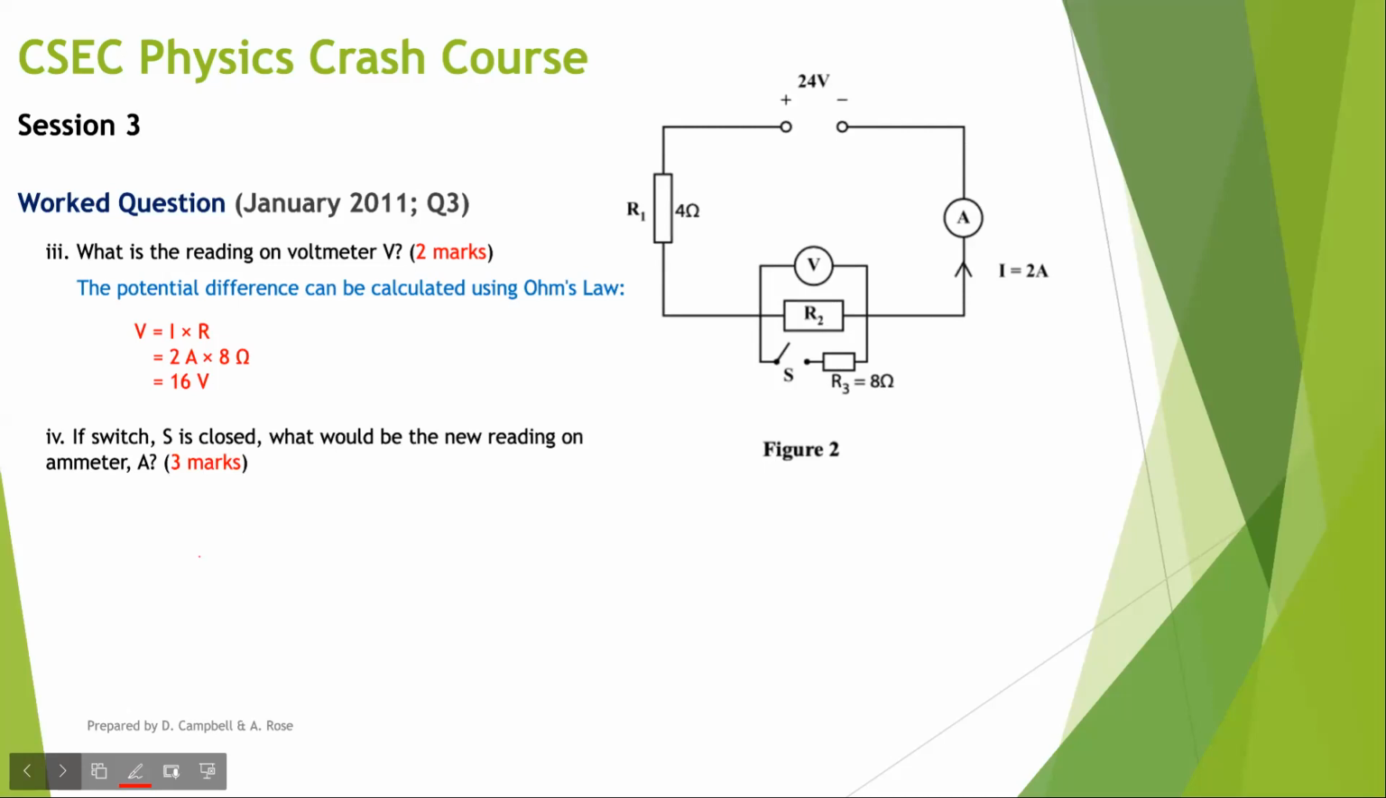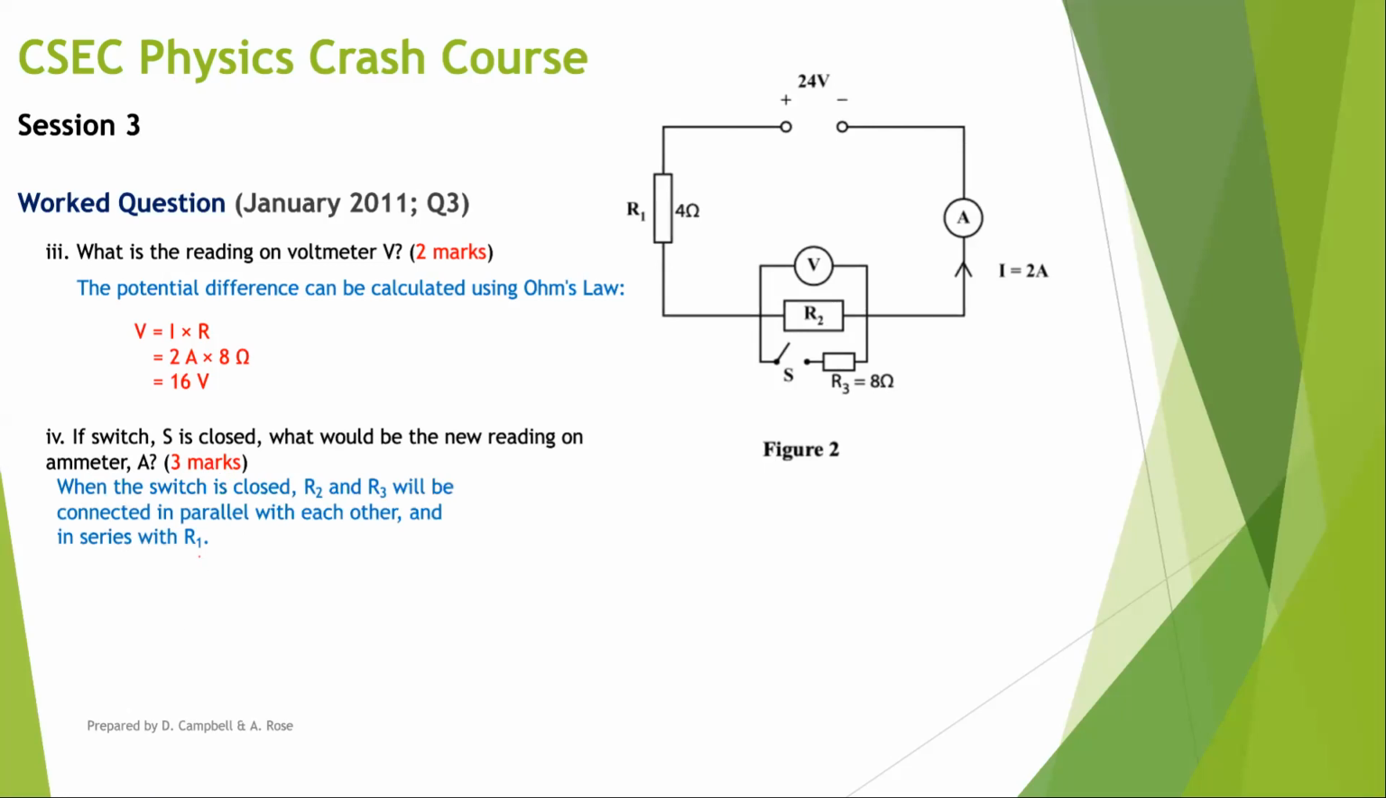Now, finally, we are asked to calculate the new reading on the ammeter if the switch is closed. So now, basically, R3 is operational, and we are required to calculate the new current that flows through the entire circuit. Once the switch is closed, we have to remember that R2 and R3 are connected in parallel with each other and in series with R1. All right, so that's the first thing that we need to note.